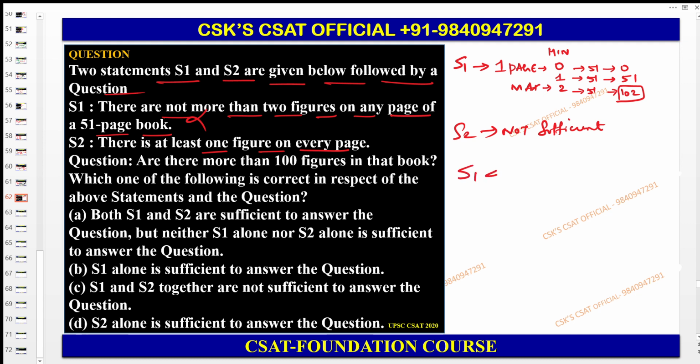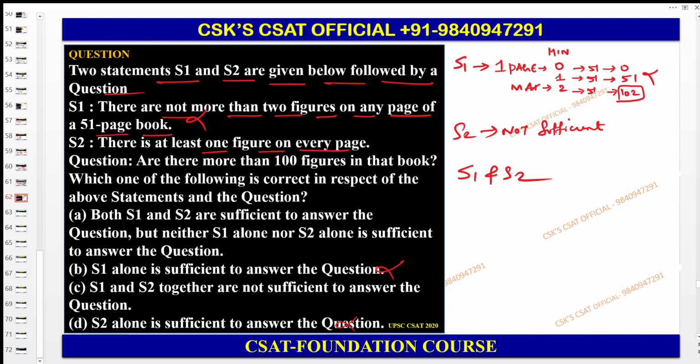Now let us move on with 1 and 2. What happens to 1 and 2 here? Separately not sufficient. Statement number 1 separately is not sufficient. Statement number 2 separately is not sufficient. Which means we can eliminate B. We can eliminate D. Now let us check with statement number 1 and 2. If we are combining both, what will happen if you are combining the both?